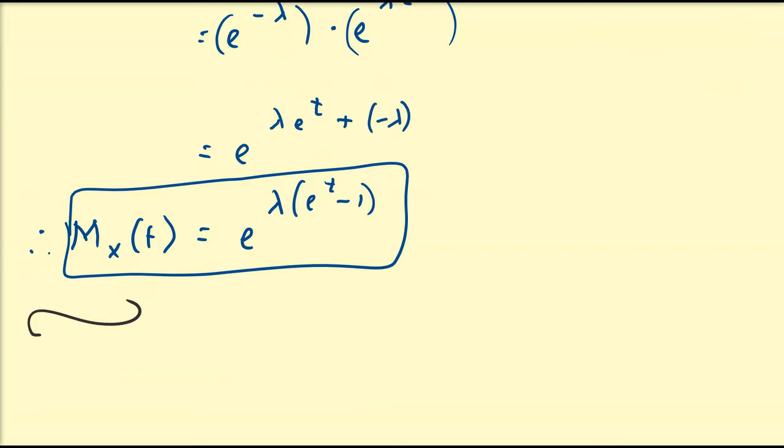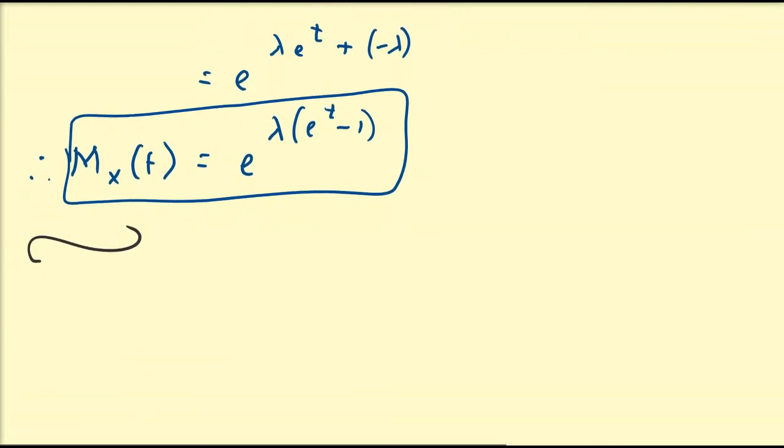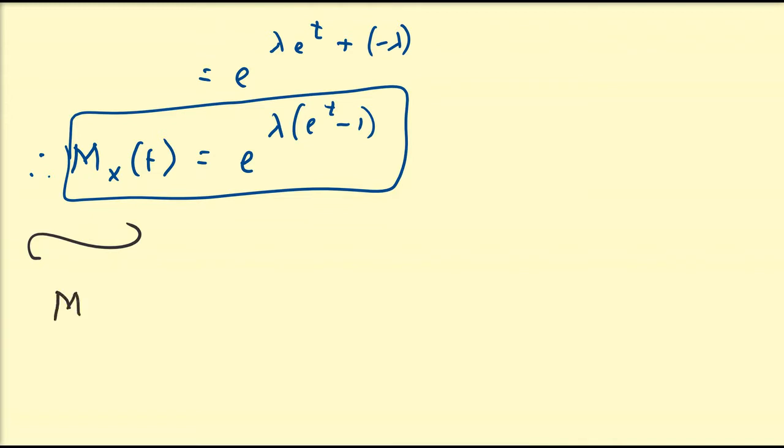From it, we're going to derive the first and second moments and derive the variance from them. The first derivative of this function with respect to t is e to the lambda times (e to the t minus 1), times the derivative of the exponent, which is lambda e to the t.